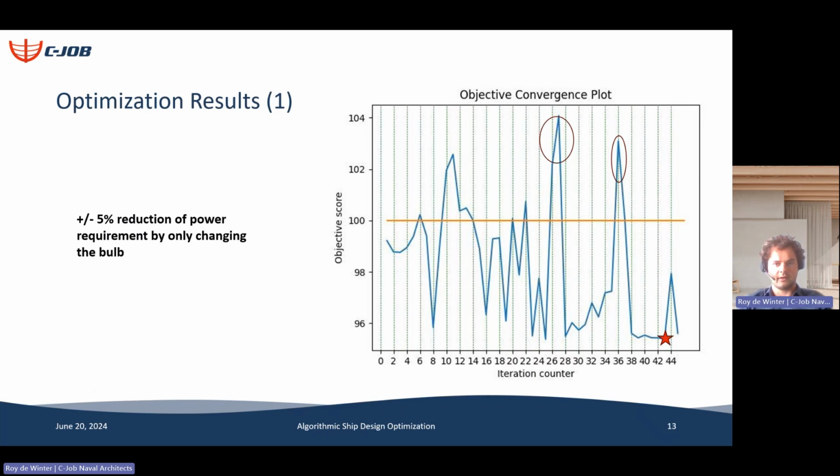In the end, a 5% reduction of power was achieved by changing the bulb in the 43rd iteration.